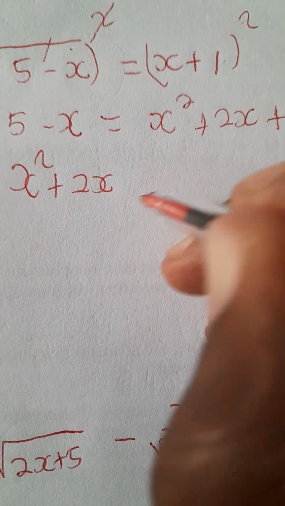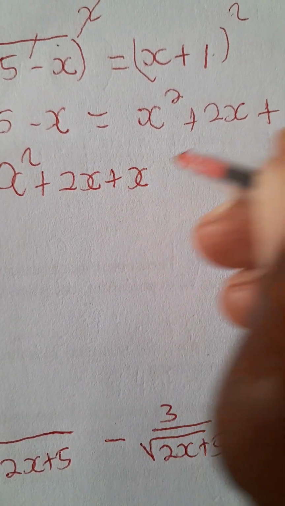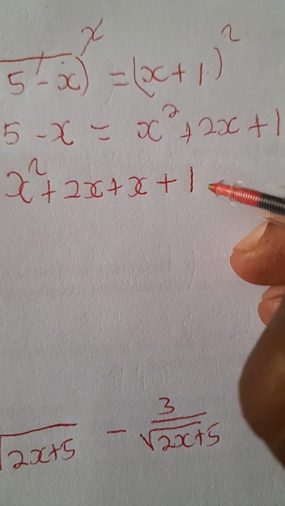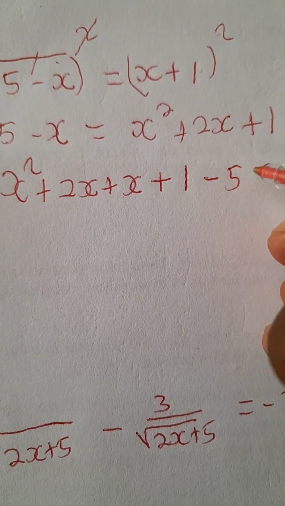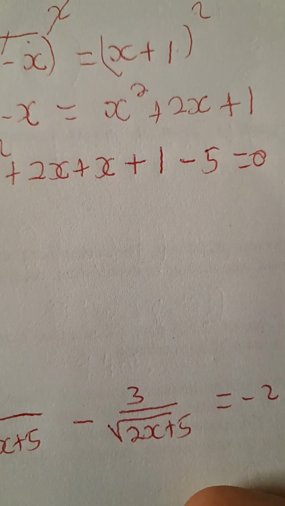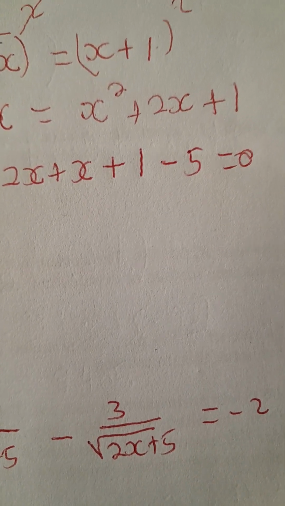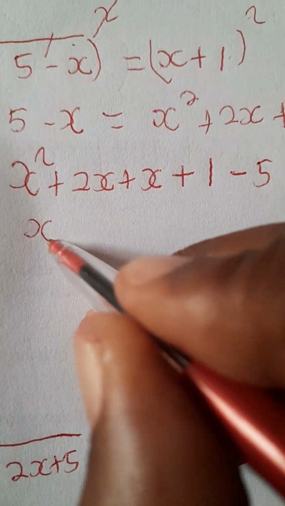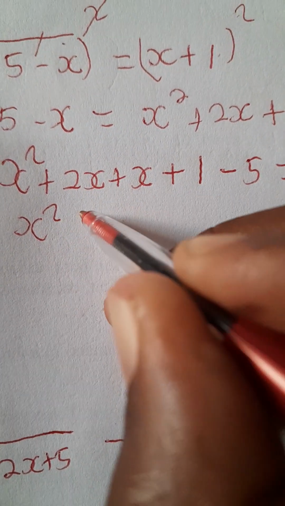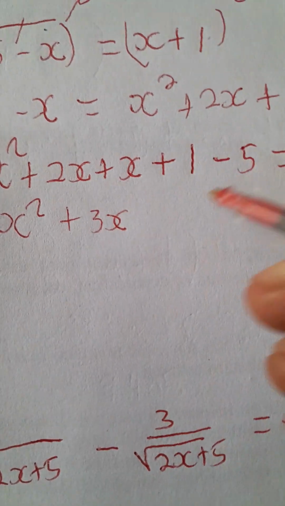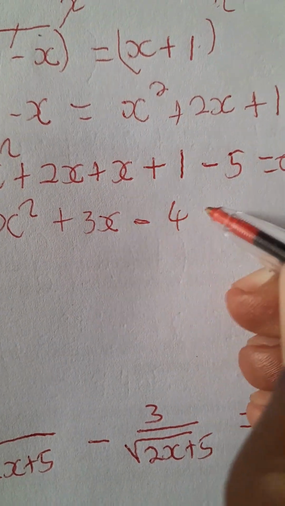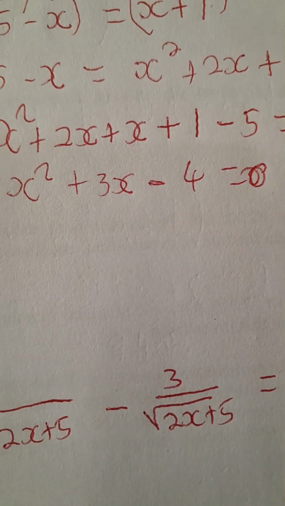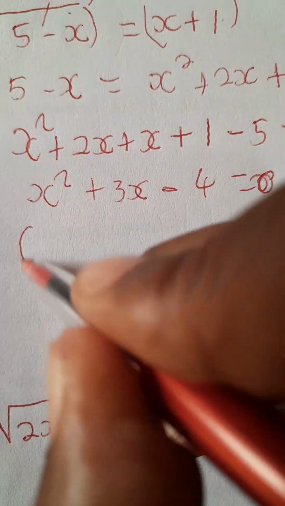Okay. Take negative x to the other side. It becomes positive x. You're going to take 5 to the other side. It becomes 1 minus 5 equated to 0. Okay. So from here, this is what you should do. Add the like terms. 2x plus x, that will be 3x, and 1 minus 5, that will be minus 4, equated to 0. Then remember, this is a quadratic equation or a trinomial, so we need to factorize.